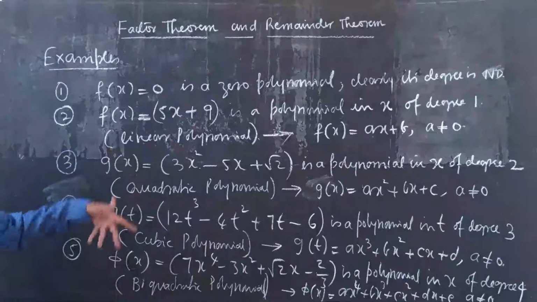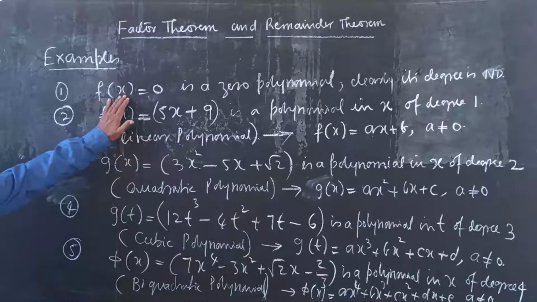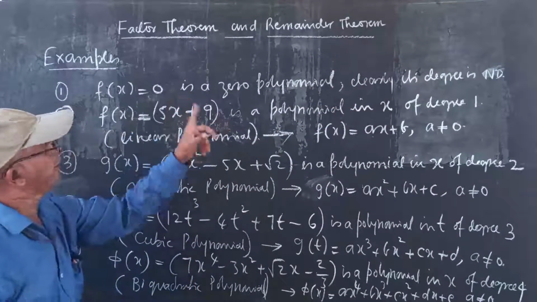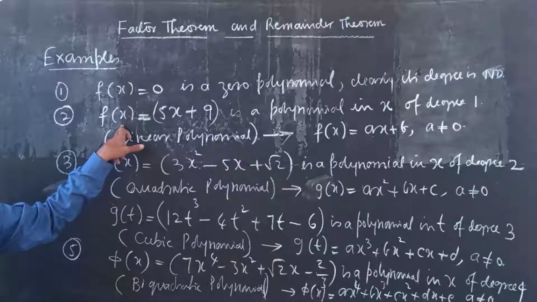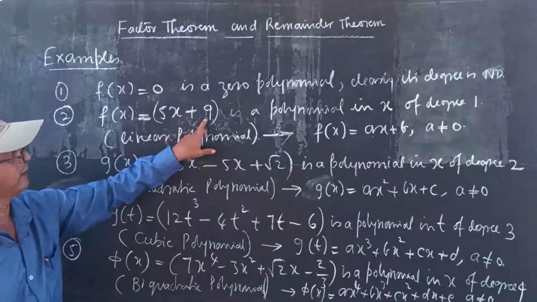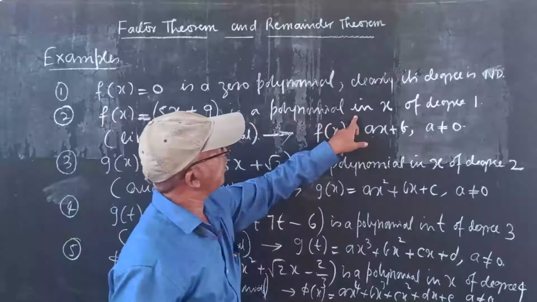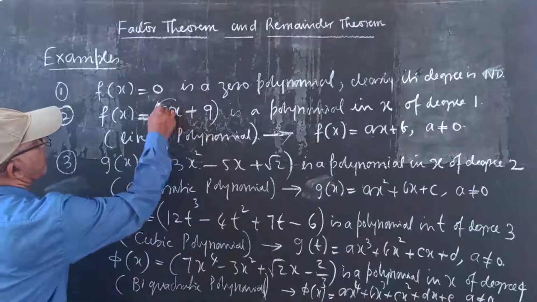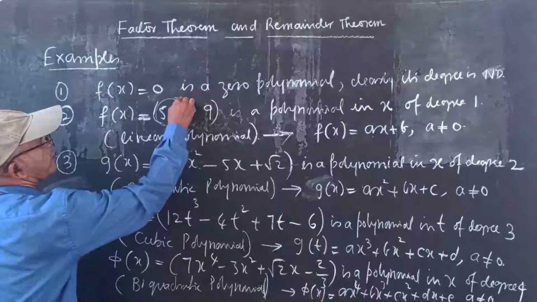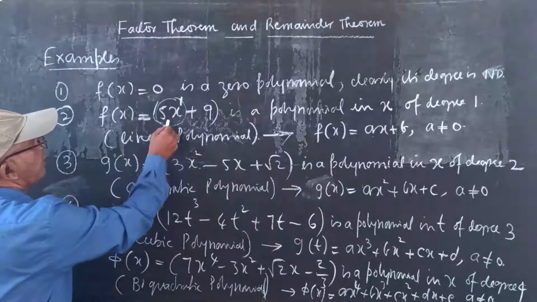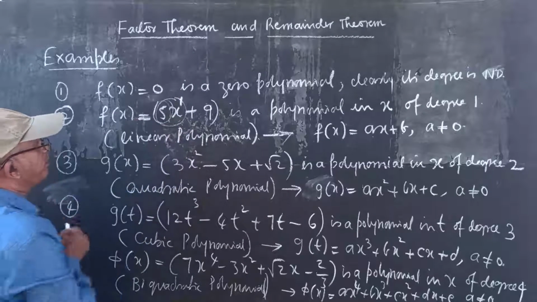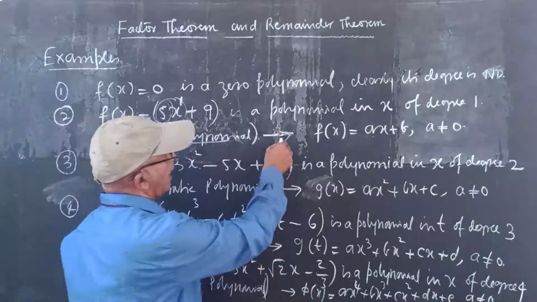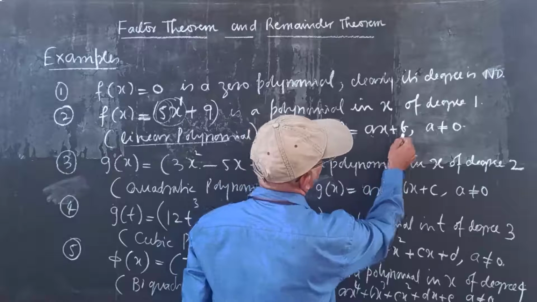Now, these are some of the examples. f(x) is equal to 0 is a zero polynomial. Clearly, its degree is not defined because it is 0. Now, second one is f(x) is equal to 5x plus 9, a linear polynomial in x of degree 1. Here the leading term is 5x. Its power is 1 exponent and the coefficient of x to the power of 1 is 5. It is also called a linear polynomial and its general form is given by ax plus b where a not equal to 0.